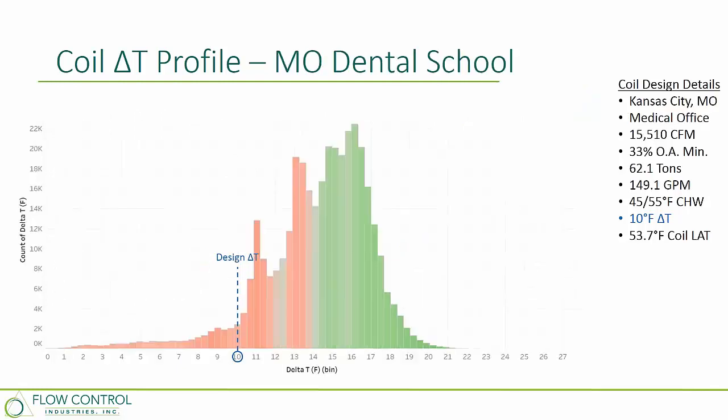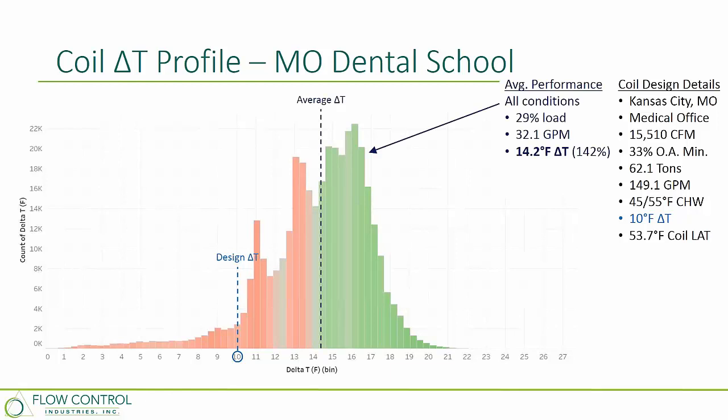When we look at the Missouri coil, a medical office building here, 15,000 CFM, 62 ton, 150 GPM, another coil designed for 10-degree delta T, and we see on this one about a 14-degree delta T average, again about 30% load. So when we start to look at all of those different facilities, the different space types, the one thing that really stands out is that they average well below our design load condition and well above our design delta T condition.